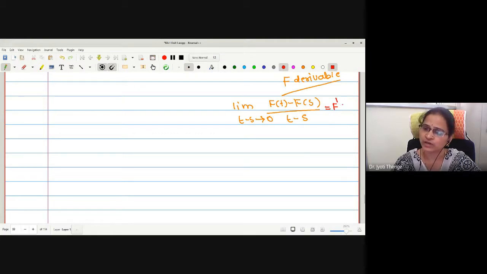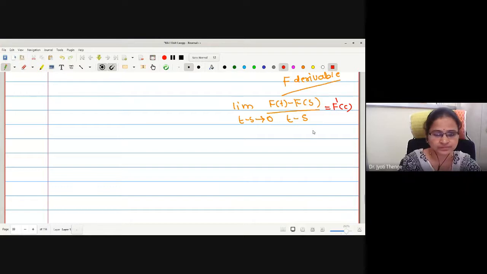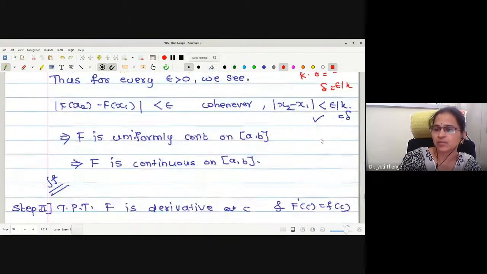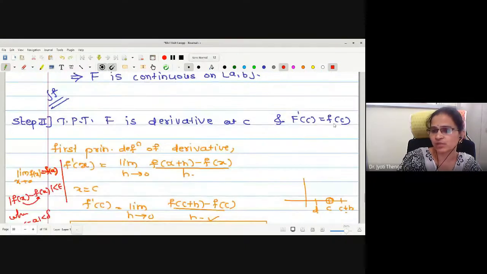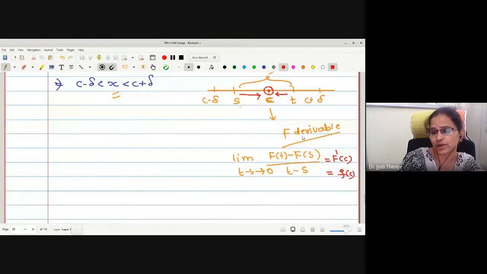At which point we were getting? At point C we were getting. And we wanted to show this is nothing but small f of C. We wanted to show this derivative value is nothing but small f of c. Therefore, this is what we aim to show actually.